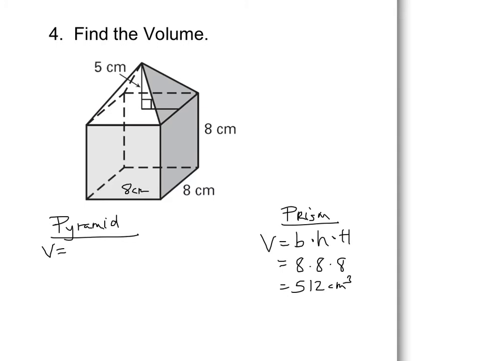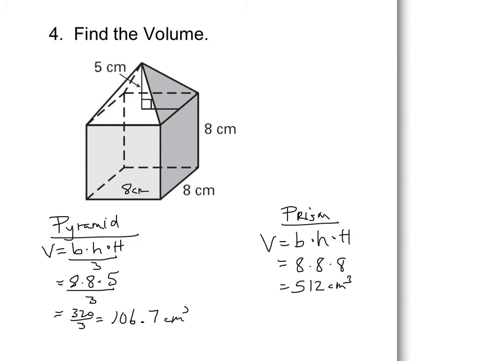Okay, now I need to find the volume of the pyramid. Well, again, volume of the pyramid is going to be base times height of the square times height of the pyramid divided by 3. The base of the pyramid is 8 by 8. That's the square. Height of the pyramid is 5. Divide that by 3. And when I do that, I get 320 on the top. If I divide that by 3, I get 106.7, rounded to the nearest tenth, and this is centimeters cubed.